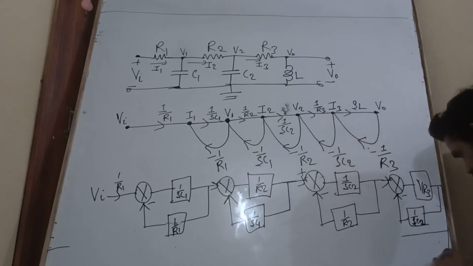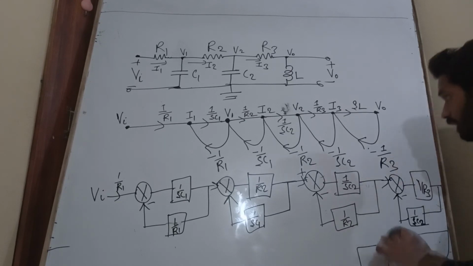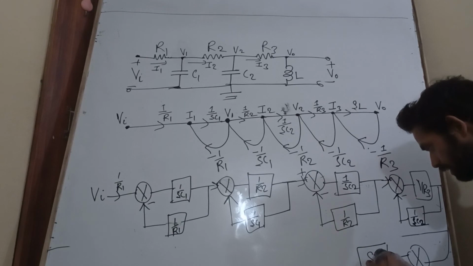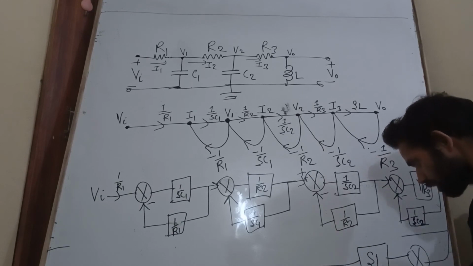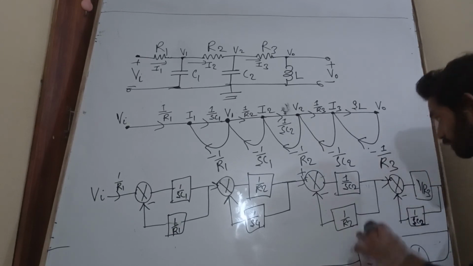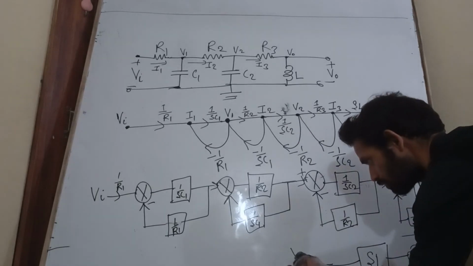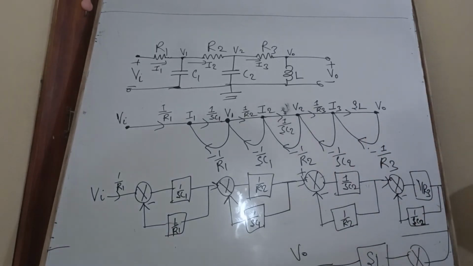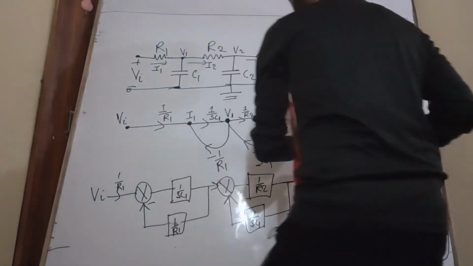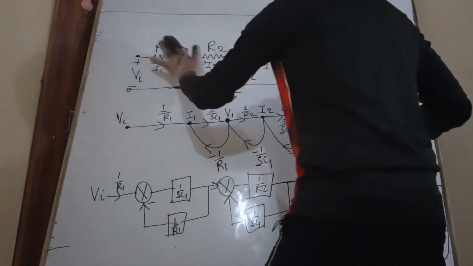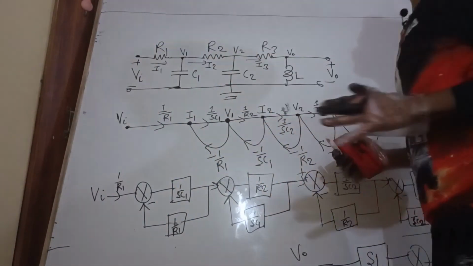Again here a summer, and the last gain is SL. Here the negative feedback is 1 by R3, and this is my output V naught. So this is my block diagram and signal flow graph representation for this electrical network.